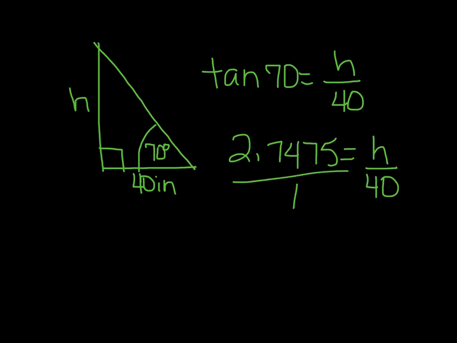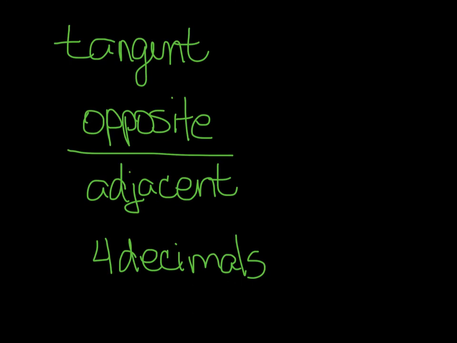Again, we'll cross multiply, and we'll get 1h, or just h, equals 40 times 2.7475. And you'll get the height of that triangle is 109.8991, or 8,991 ten-thousandths.